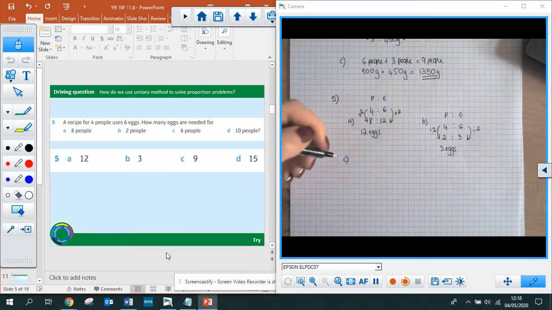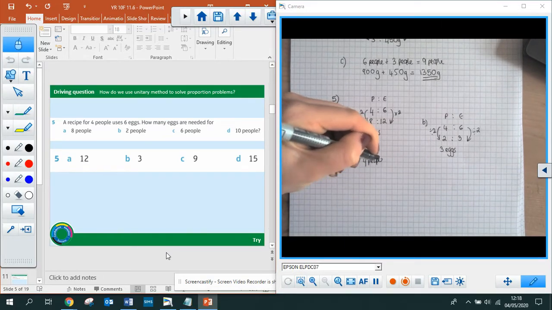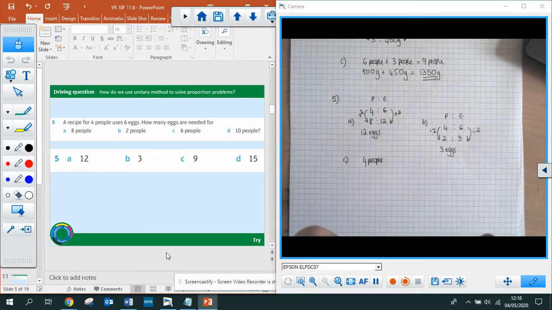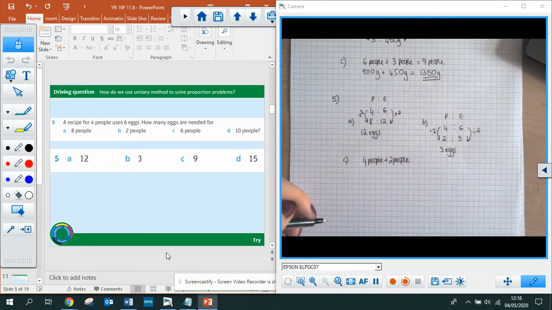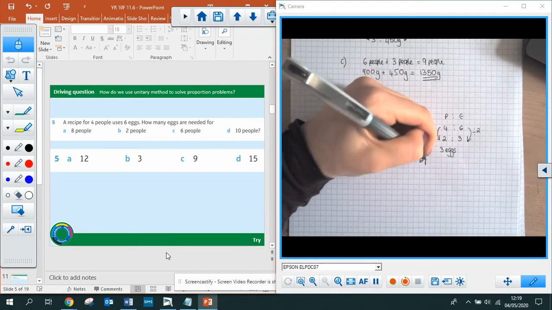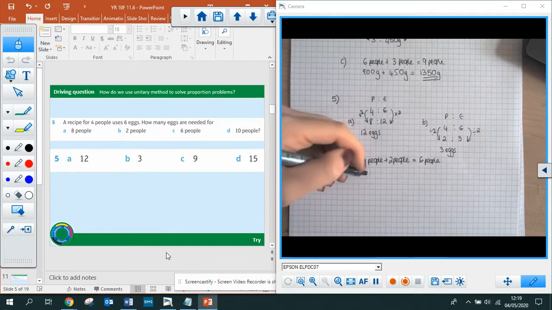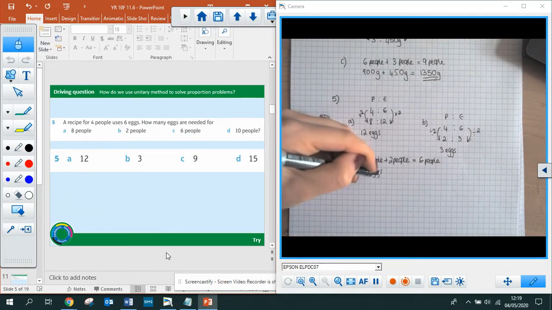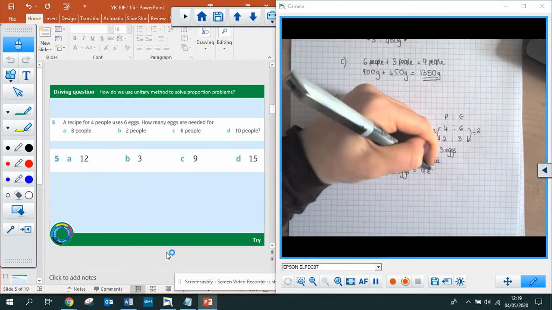Part C. How many are needed for 6 people? So I already know how many I need for 4 people from the question. So 4 people. And I also already have worked out how many are needed for 2 people, okay? And I know that 4 plus 2 is 6. So if I add the amount needed for 4 people and the amount needed for 2 people, that's going to give me 6 people. Okay? Therefore, the amount needed for 4 people of eggs was 6. The amount needed for 2 people was 3. Therefore, 6 people need 9 eggs.